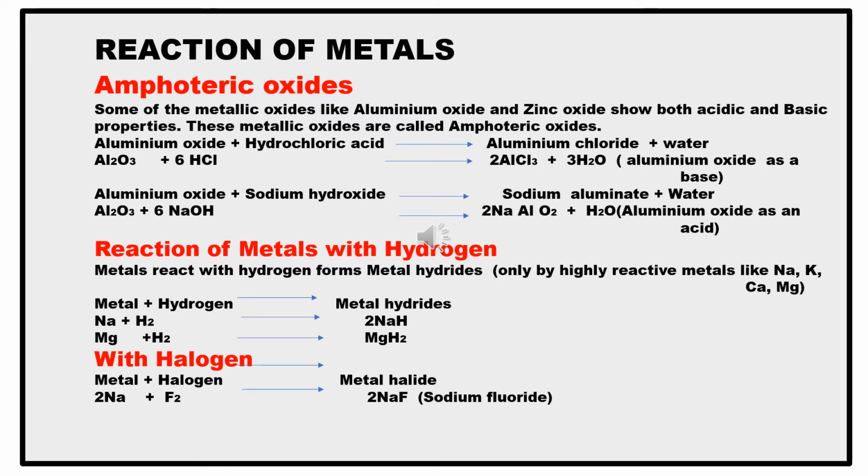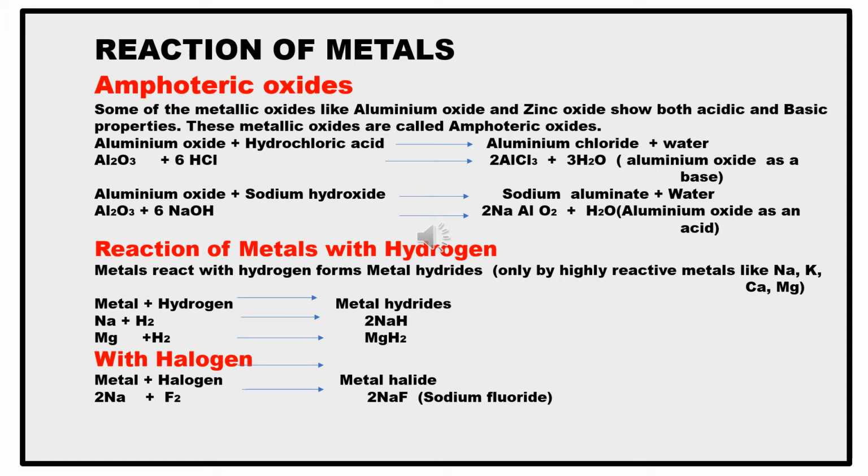Now let's see what is the action of a metal with halogen. You know halogens. Which are the halogens? The elements like chlorine, fluorine, etc. They are called halogens. So when a metal combines with a halogen, it forms metallic halides.